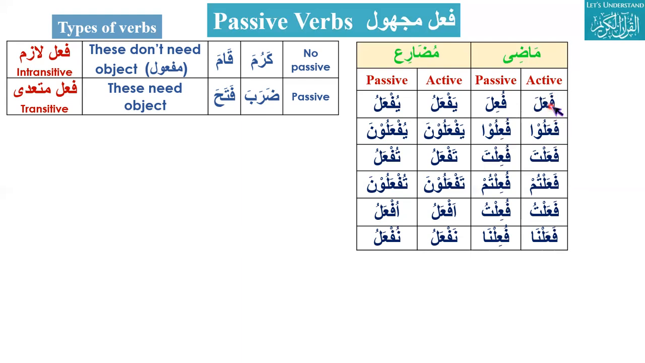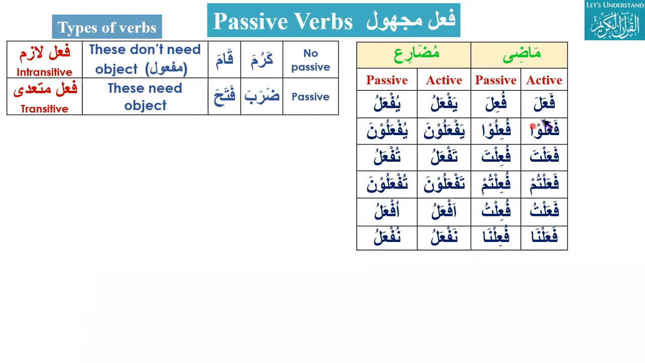Can you please just put here fataha? First make active: fataha, fatahu, fatahta, fatahtum, fatahtu, fatahna. With translation. Fataha: he opened. Fatahu: they opened. Fatahta: you opened. Fatahtum: you all opened. Fatahtu: I opened. Fatahna: we opened.